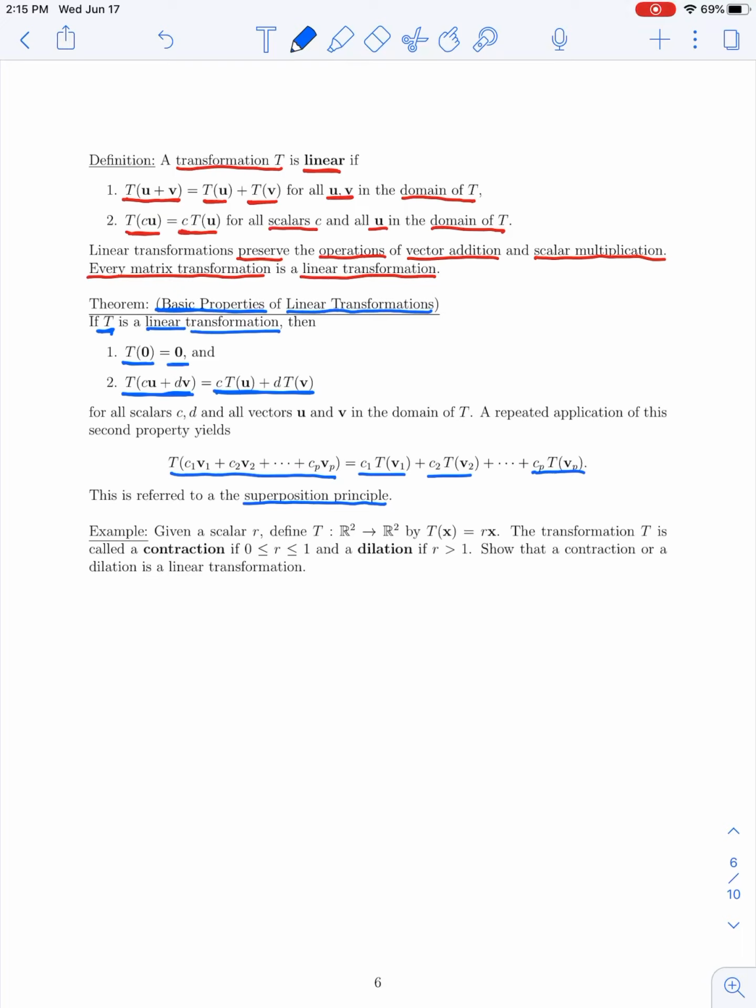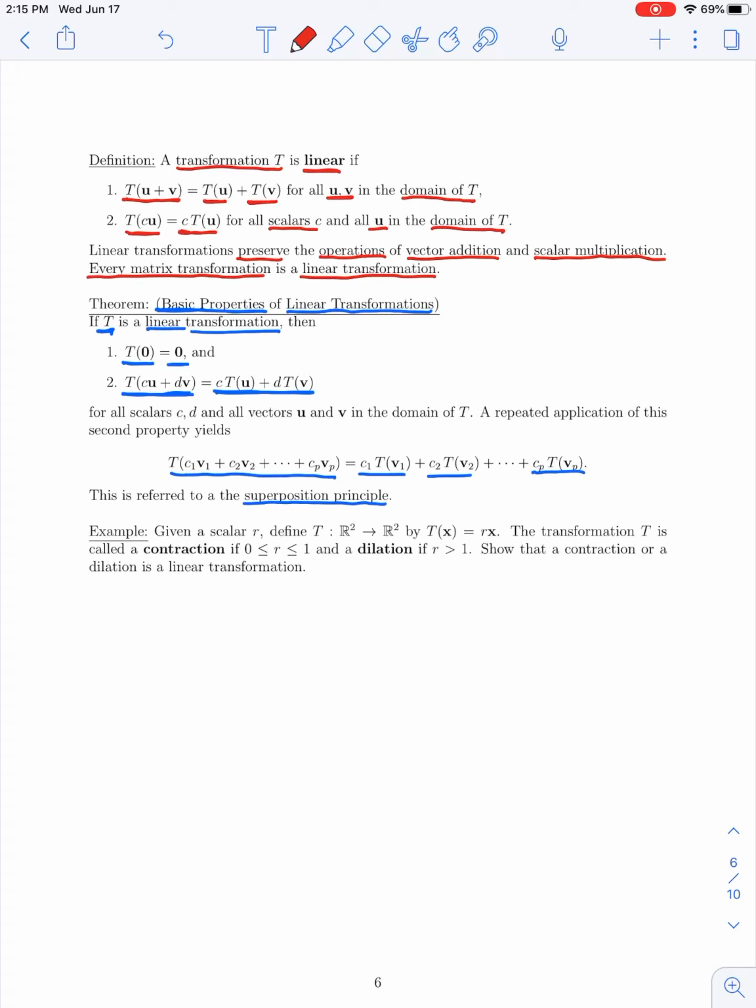All right. So in our next example, we'll consider a certain type of transformation, which can be described as a contraction or a dilation of a vector. And we're going to see that such a transformation is linear.